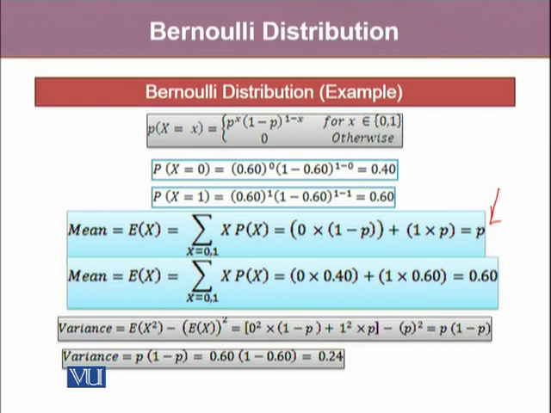Whereas the variance is the expected value of X squared minus the square of the expected value of X. Simplifying this term will show that the variance of the Bernoulli distribution is P times 1 minus P. For our example, for the birth of a baby girl, its variance is 0.24, which is 0.60 multiplied by 0.40. 0.40 is obtained as a result of 1 minus 0.60.